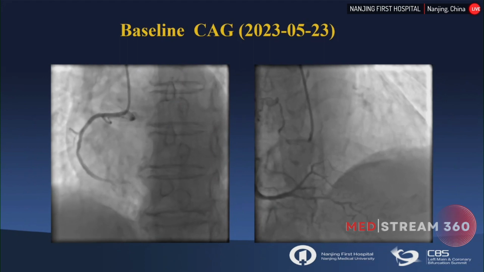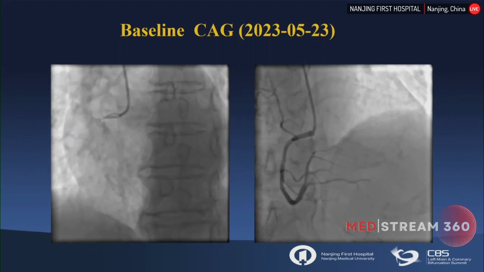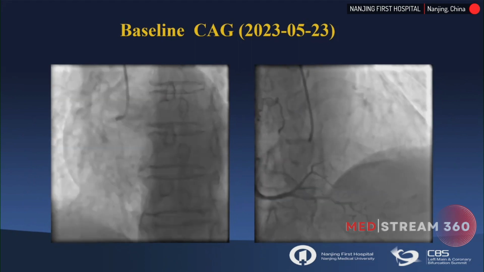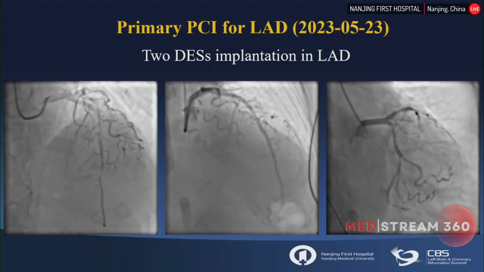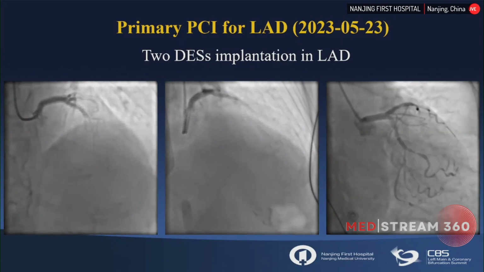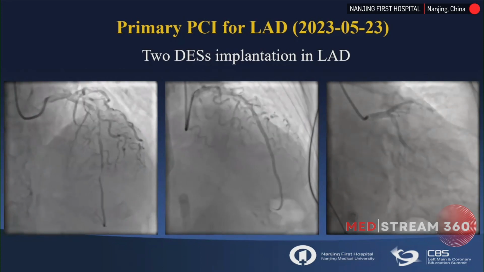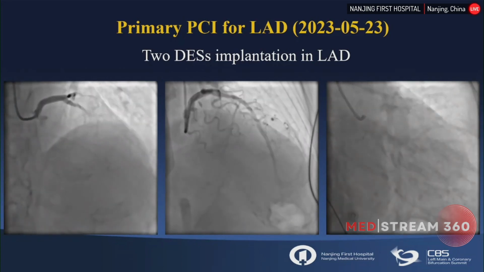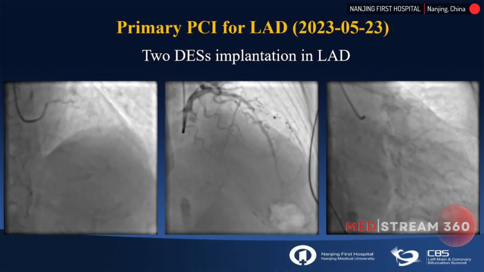This patient, 1 month ago, received emergency coronary angiography due to acute myocardial infarction. The baseline angio showed only mild stenosis in right coronary artery. From AP cranial view, we could find diffuse severe stenosis in LAD because ECG found acute myocardial infarction of the anterior wall. The lesion in LAD was the culprit region, so 2 drug-eluting stents were deployed in LAD successfully.